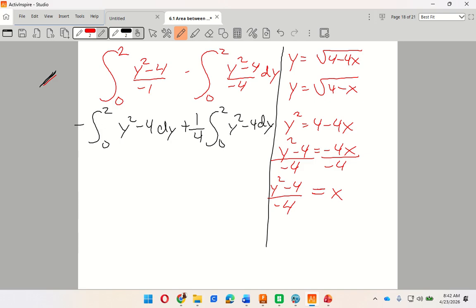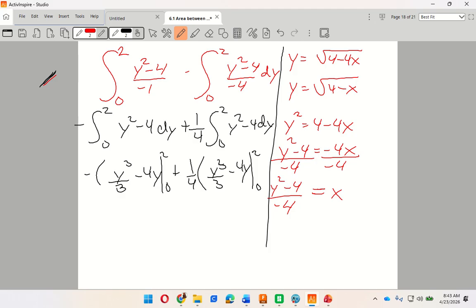Oh wait, okay. I am putting it as a y. I actually did separate this. No, just put the x. All right, so let's see. So this is going to give me a negative parentheses y cubed over 3 minus 4y from 0 to 2 plus 1/4 parentheses y cubed over 3 minus 4y from 0 to 2. Yeah, it works that way.